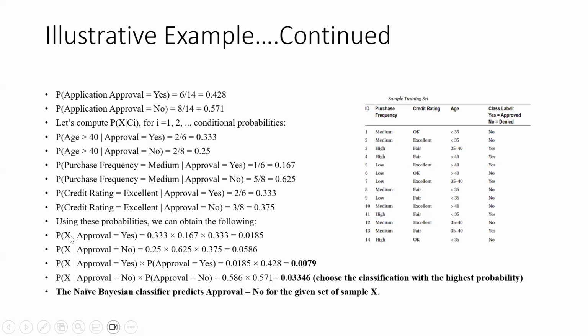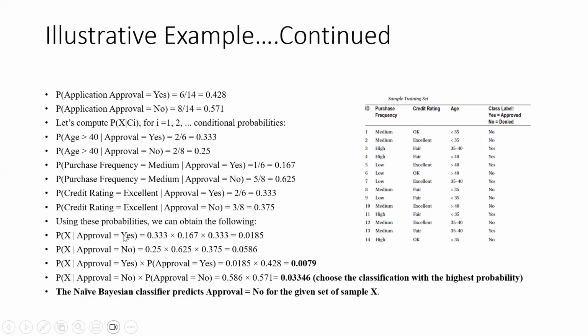Sorry, I think we'll take the conditionals, because that's where the given is. So given that approval is yes, we have 0.33 for the first one, and then another conditional probability, 0.167, and another conditional probability of 0.333. So this is what we have here.